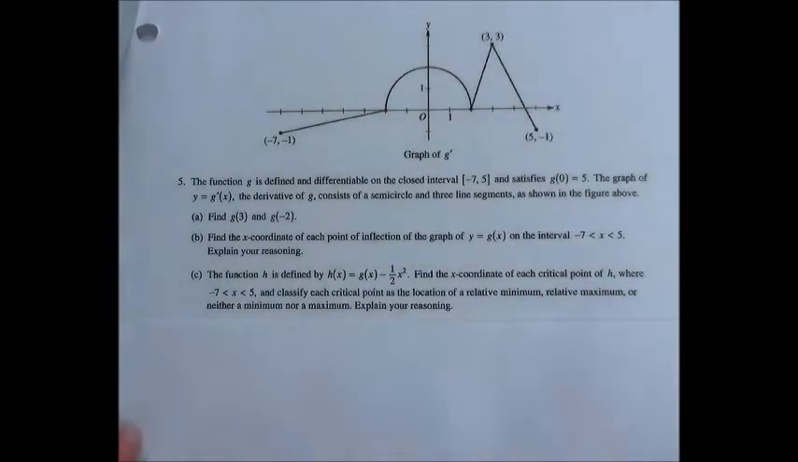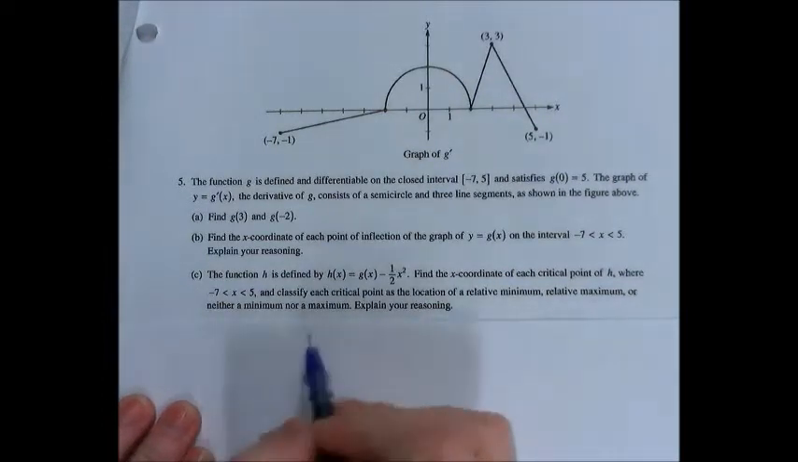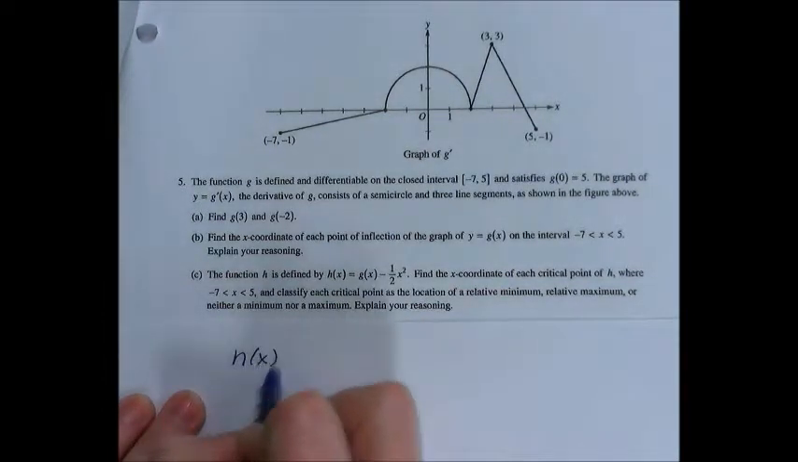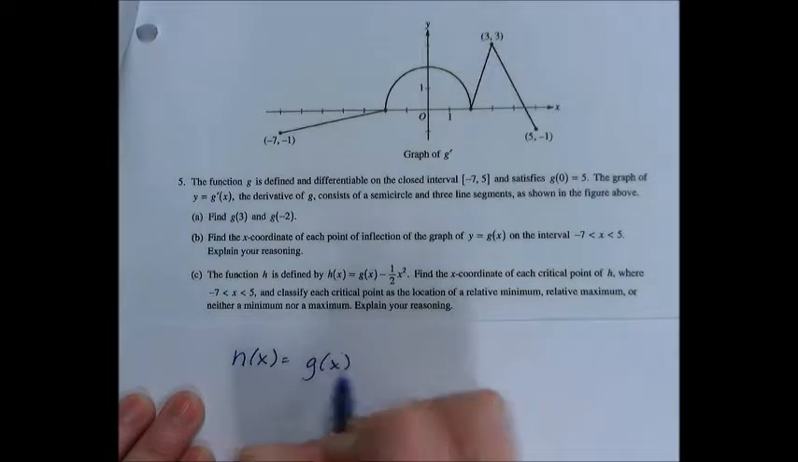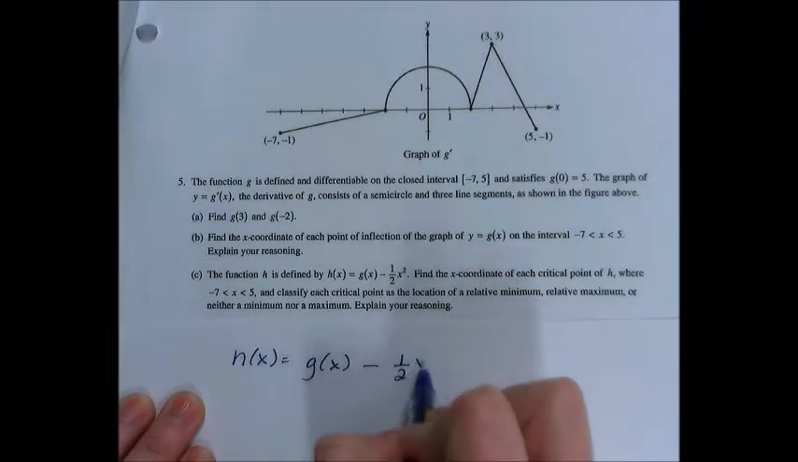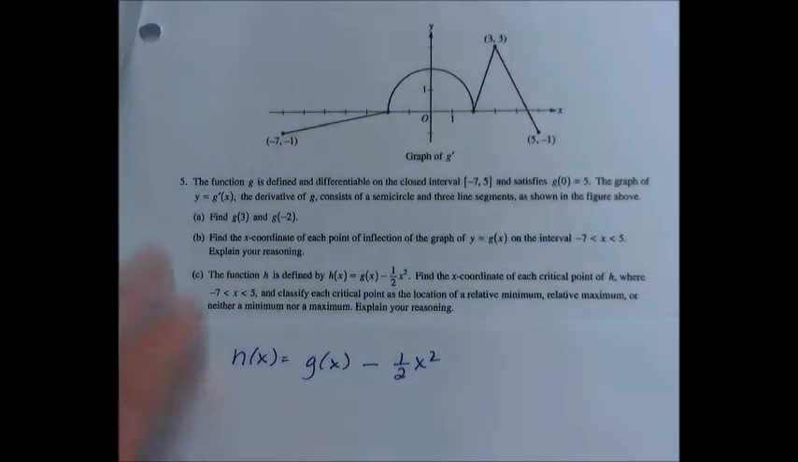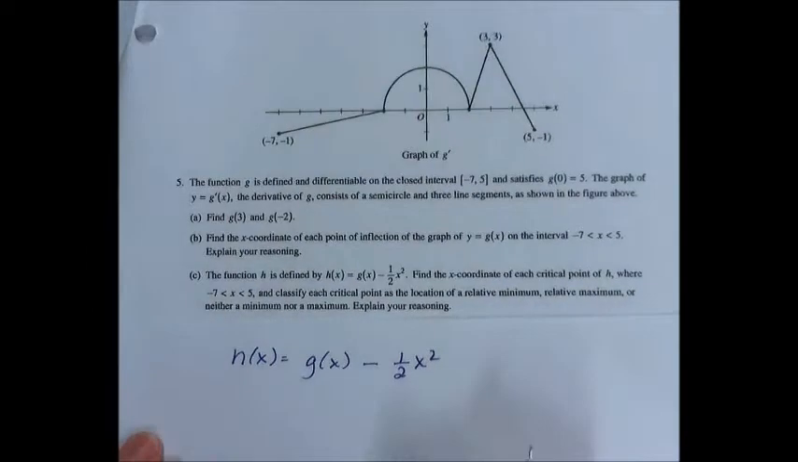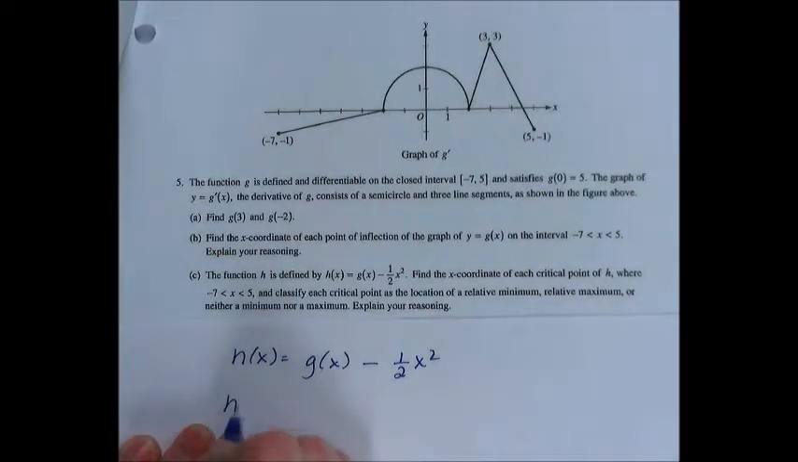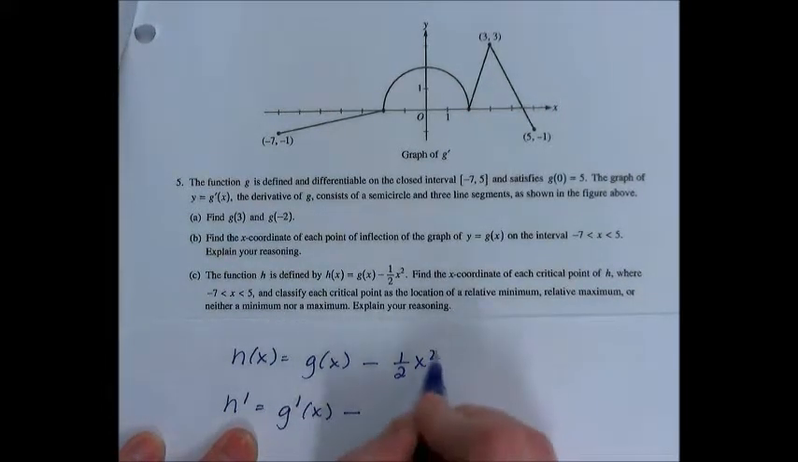I'm going to try to get you started on this. h of x was given to me as g of x minus 1/2 x squared. If I want to find the critical points, then I want to know when the derivative is 0 or DNE. So h prime is the derivative of g, which is g prime, minus, when I take the derivative here, I just get x.